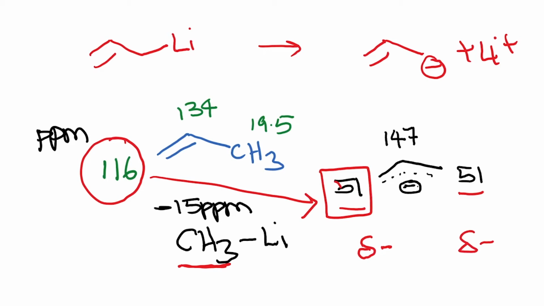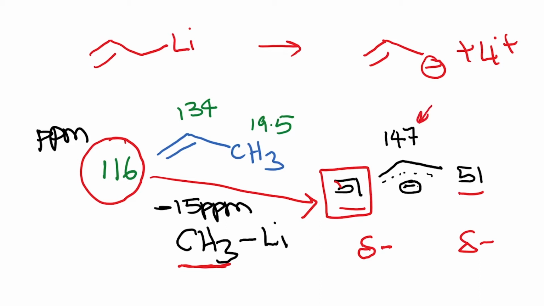There are two points about this experiment. The first one is that the two ends of the carbon are actually the same, because you get only two signals when you record the NMR spectrum of allyl lithium. And this tells you that there are only two distinct types of carbons. One is this peak at 147 and the other one is 51.